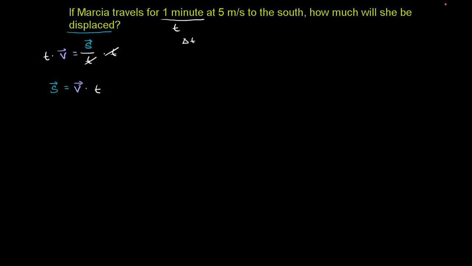So the t right over here is 1 minute. And 5 meters per second to the south, this right over here is the velocity. They give us the magnitude, which is 5 meters per second, or you could say that's the speed. And they also give us the direction, to the south.